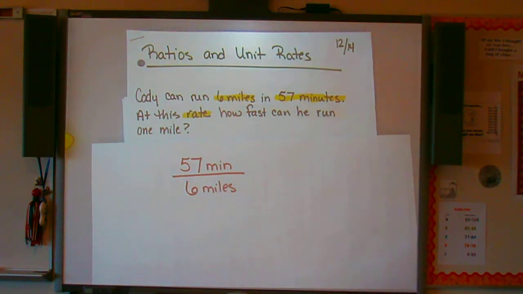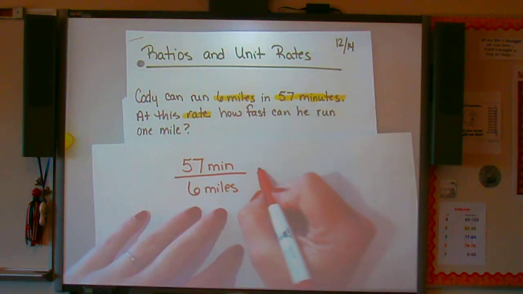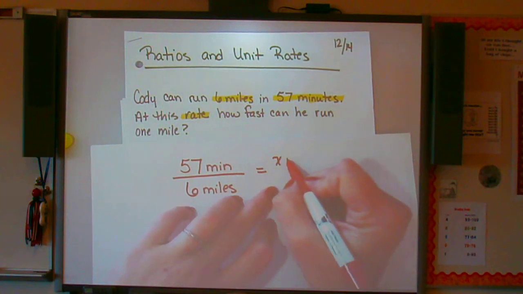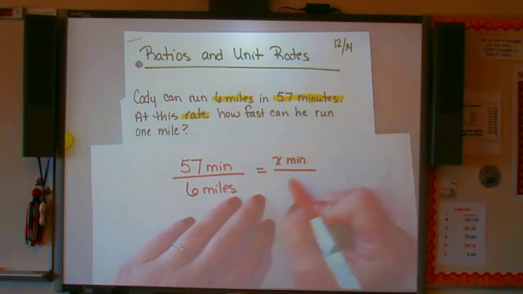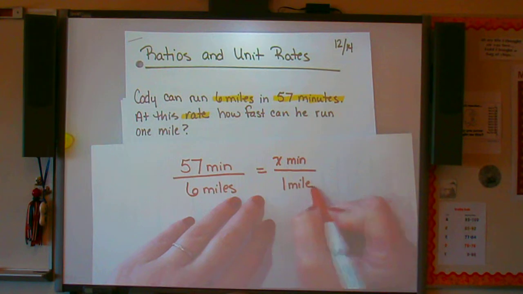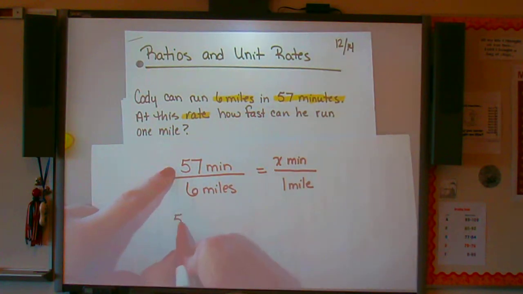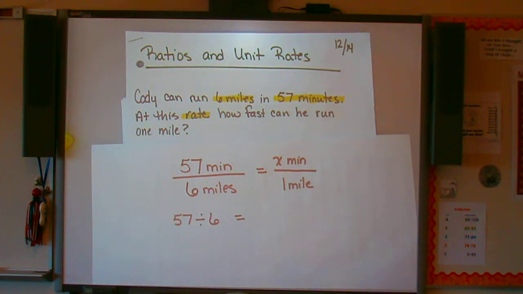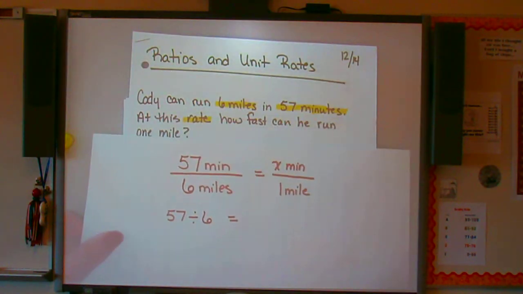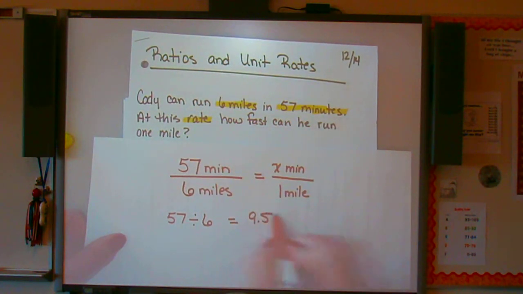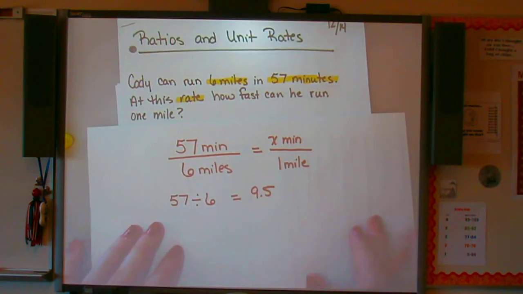So then the question asks, at this rate, how fast can he run 1 mile? We want to know how long it's going to take him to run 1 mile. So all we need to do is say 57 divided by 6, and that is going to give us 9.5. But the question says, how fast can he run 1 mile?